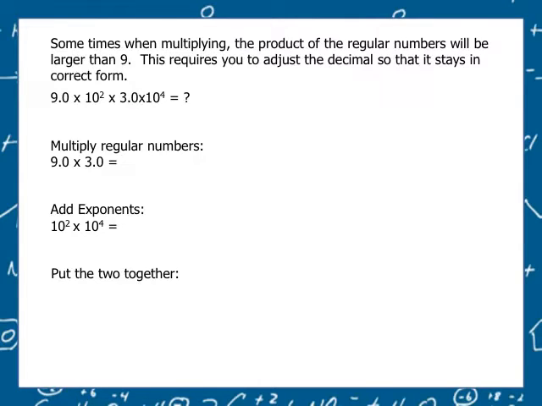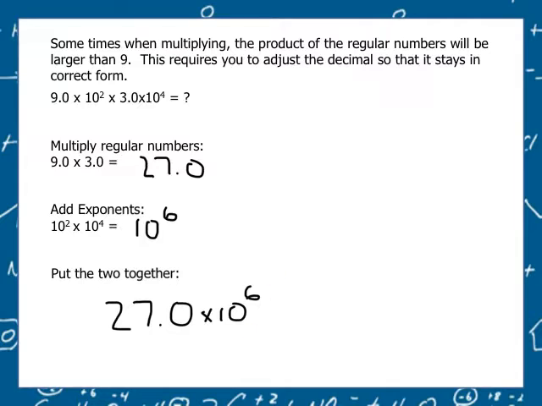But we're going to go through the same strategy, multiplying the regular numbers, adding the exponents, and then we'll take a look at what we get. So 9 times 3, we get 27. Exponents, 10 to the second times 10 to the fourth. We'll add 2 and 4 and get 6. We'll put this together and we have this.